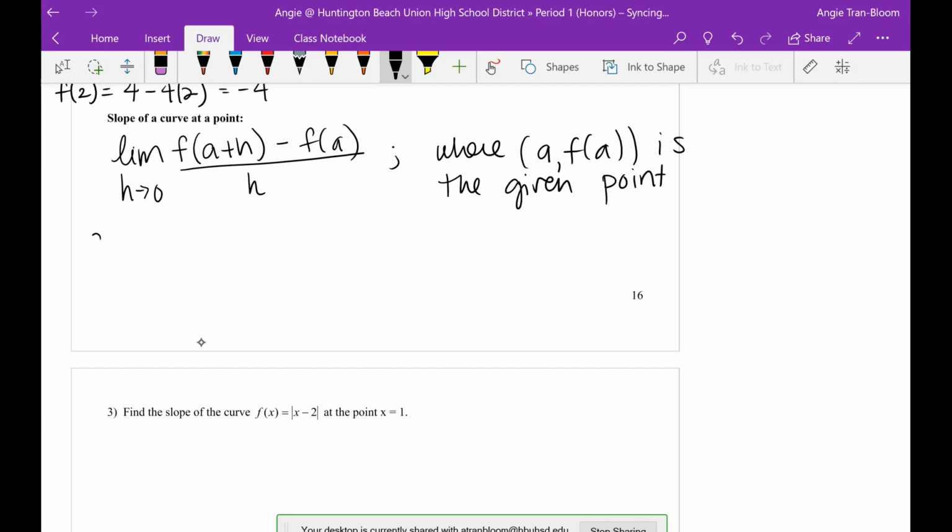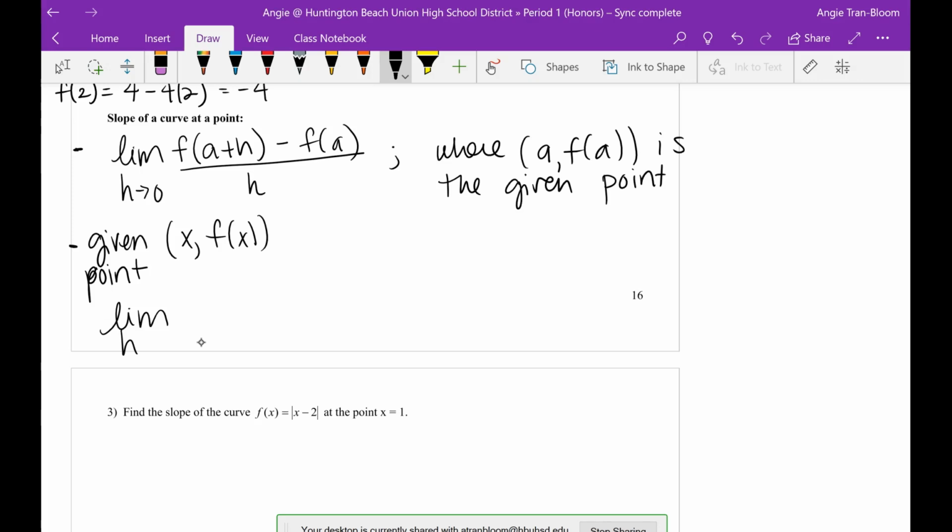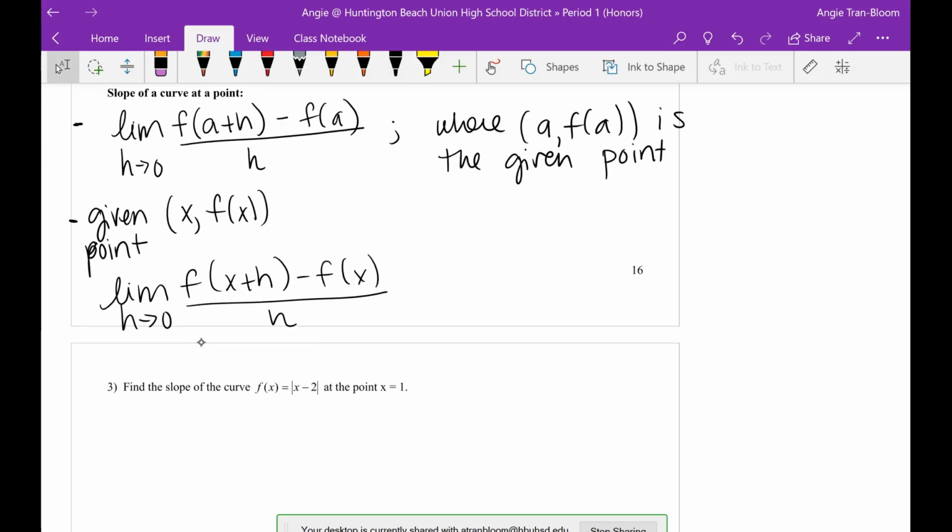Now sometimes the given point, this is the same formula, they just give you x comma f of x as the given point. If that's the case, you will get the same formula, except instead of a, you will use x: f of x plus h minus f of x all over h. So it doesn't matter how they give you the point, the formula will always be the same.